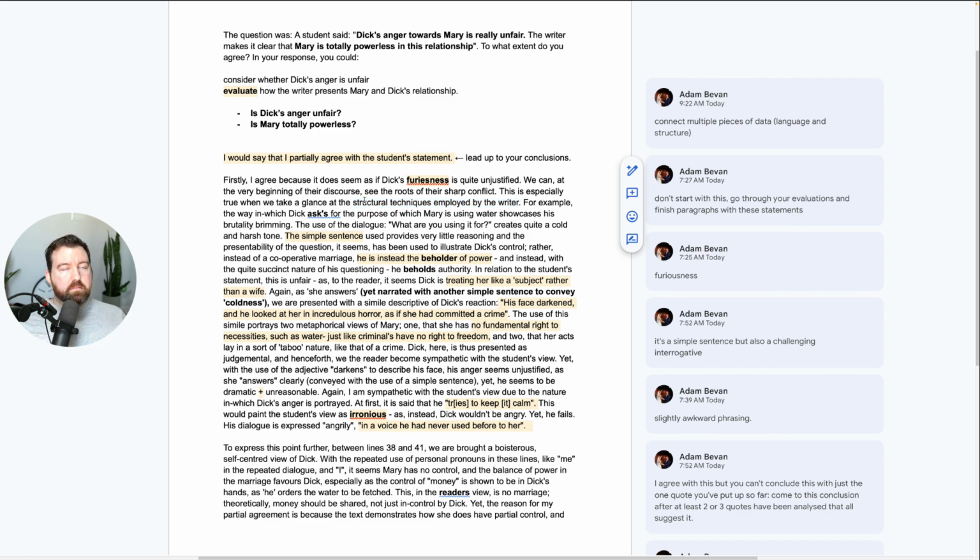But just remember that the best answers, the ones that are going to get 20 out of 20 here, have an interrelationship between language and structure. "For example, the way in which Dick asks for the purpose of which Mary is using water showcases his brutality brimming." Again, just no need for the apostrophe there. "The use of the dialogue creates quite a cold and harsh tone." What are you using it for?